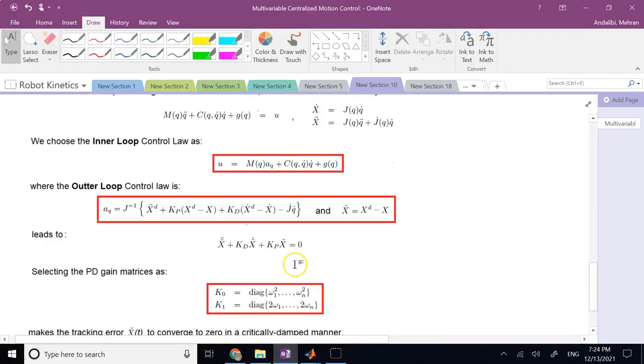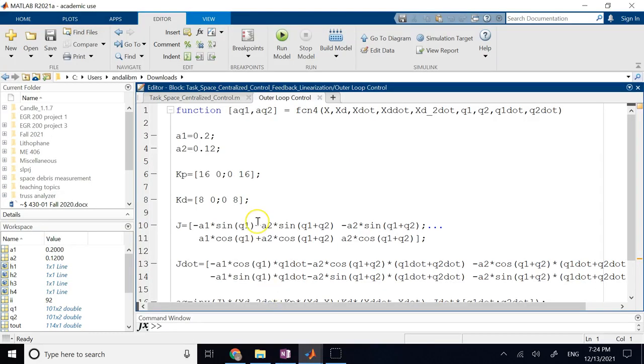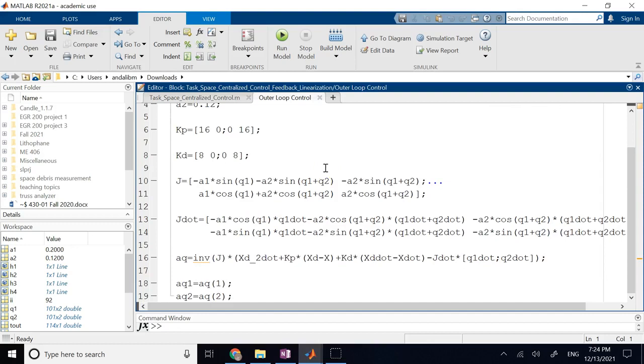For the outer loop, I need to do a bunch of calculations, as I told you. Not only do I need the P and D terms, I need to calculate the J dot term, I need X double dot or get it from somewhere. I need the J inverse and a bunch of other things, right? So if you look here, this is the inverse of Jacobian, that is XD double dot plus KP times X error plus KD times X error dot minus J dot Q dot.